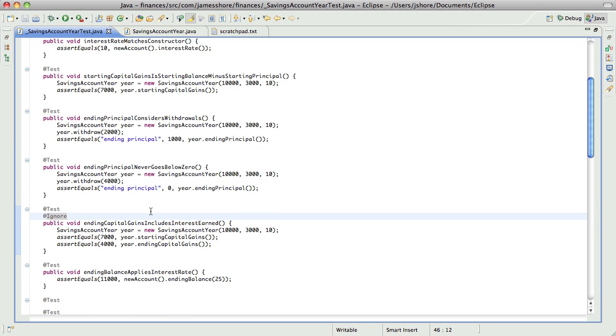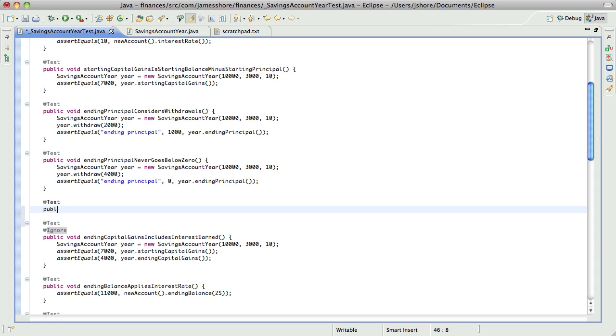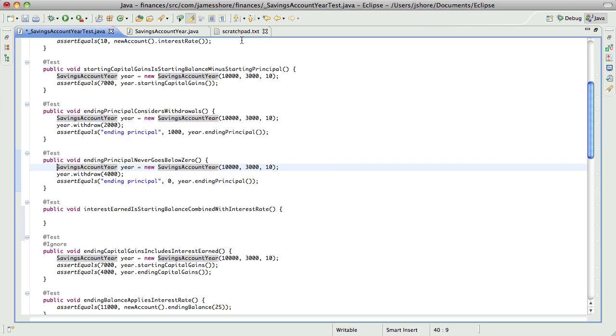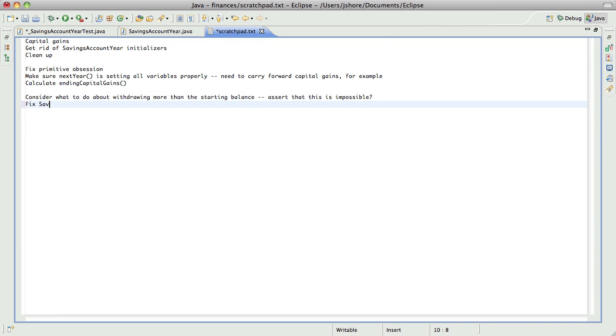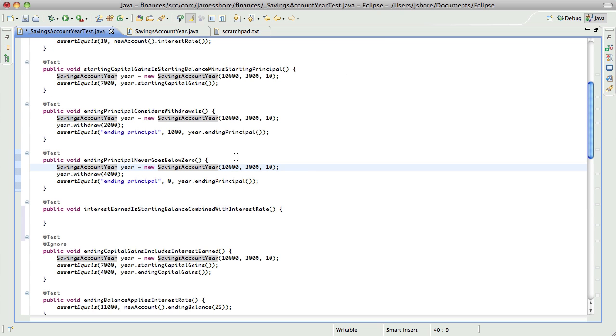So let's write a test around that. Interest earned is starting balance combined with interest rate. Need to fix our savings account here, test.new account abstraction. Use it or don't, but don't. I've got this weird thing where I'm sort of using it, I'm sort of not. I need to figure out how to deal with that, and I'm expecting I'll do that in this video.